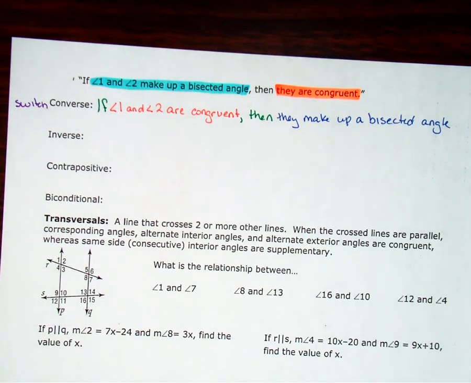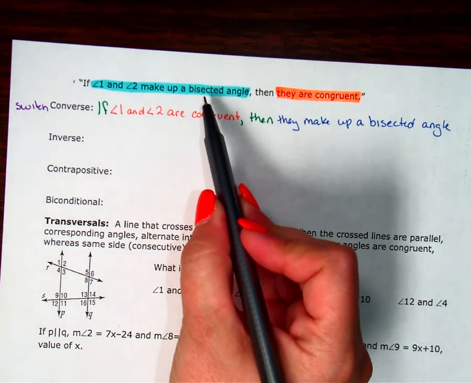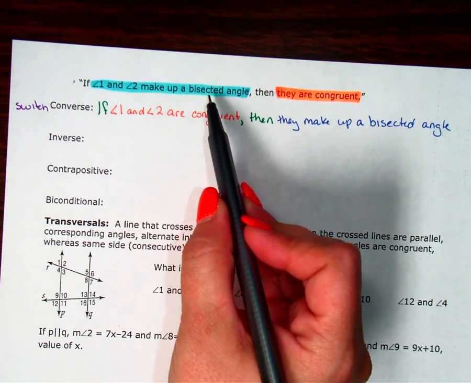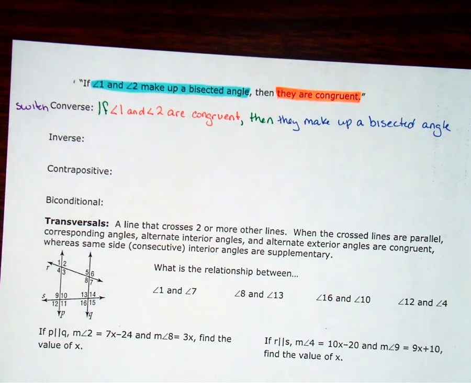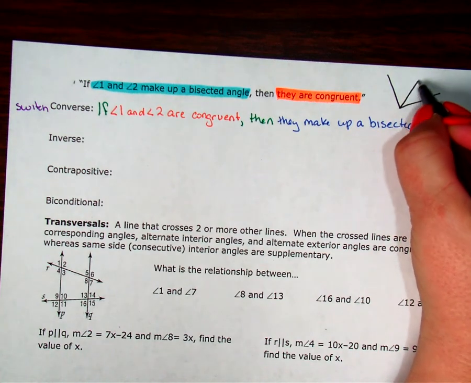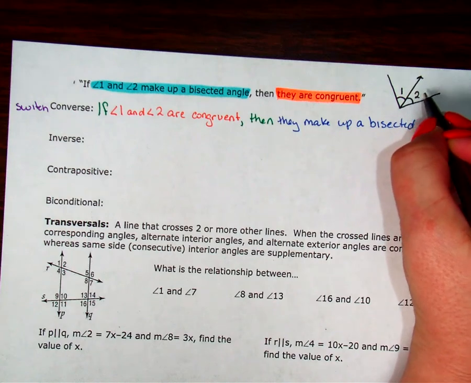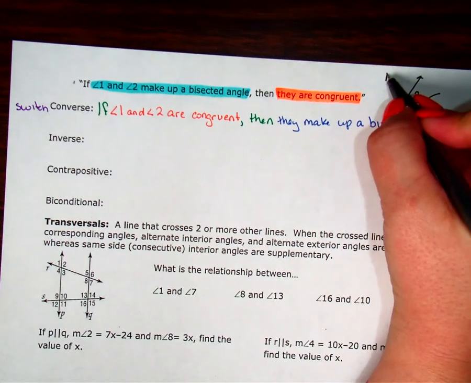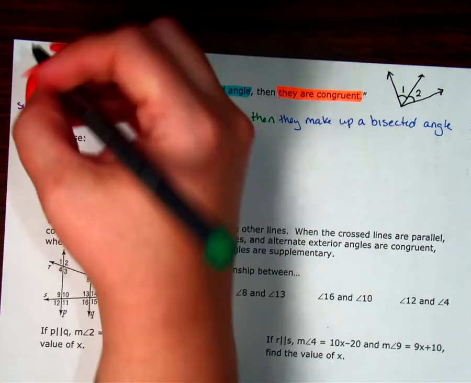Okay, it does say it wants me to determine the validity, so is this a true or a false statement? Well, we do know our original statement, if angle 1 and angle 2 are a bisected angle, then they are congruent. Because if I look at a bisected angle, that means these two sides are both equal. So if angle 1 is here and angle 2 is here, those do have to be equal if this main angle has been bisected. So my original conditional is a true statement.